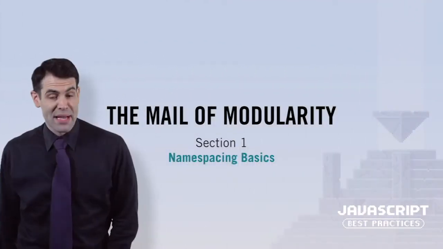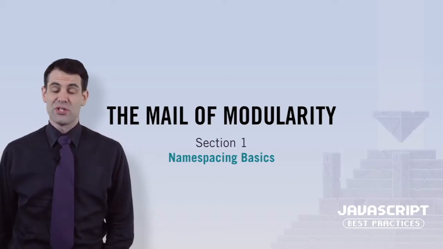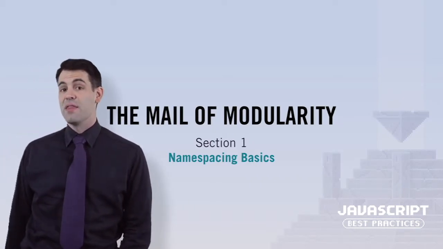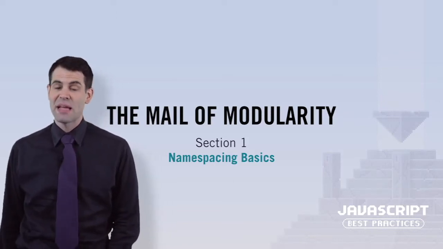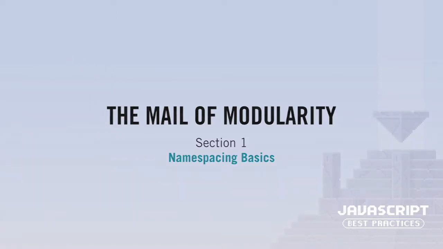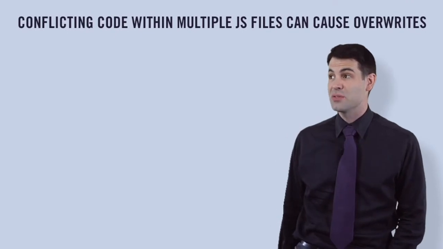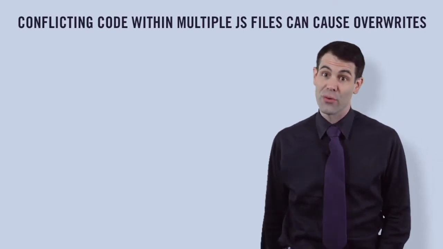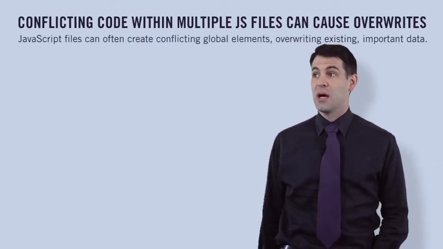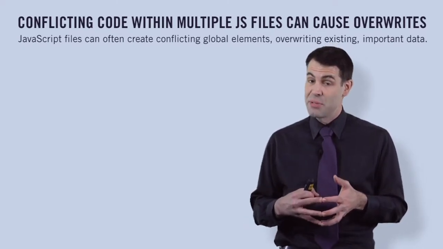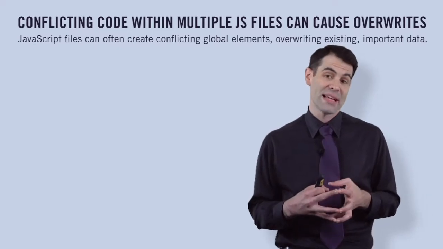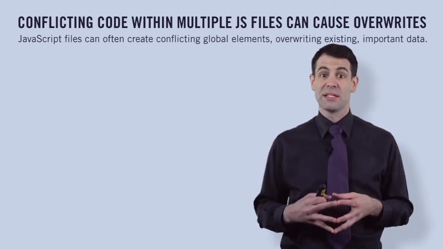Hey guys, welcome back to level 4, the final level of JavaScript best practices, the mail of modularity. In this first section, we'll take a look at the basics of a namespace. You write a JavaScript file, I write a JavaScript file, everybody writes a JavaScript file, and conflicting code within those files can cause overwrites. JavaScript files often have conflicting global elements if they're not built well, and that can overwrite existing very important data. Let's take a look at that.